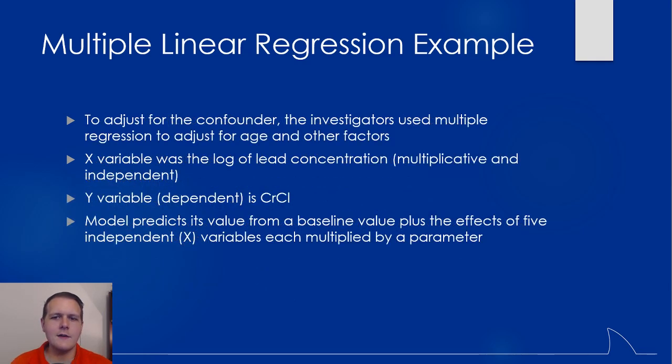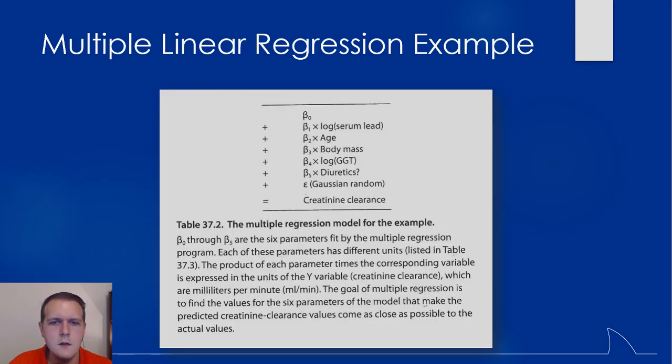So to adjust for the confounders, they end up using a multiple regression that adjusts both for the age of the patients and for other factors here. The X variable is going to be the log of the lead concentration. The Y variable is going to be our dependent, and that's going to be our creatinine clearance. The model then predicts its value from the baseline value plus the effects of a few other independent variables, and we're going to see that each gets multiplied by a certain parameter. This will make more sense when we look at the outcome data. So when you're looking at the different independent variables they were accounting for, the log of the serum lead concentration was the one they're mainly interested in.